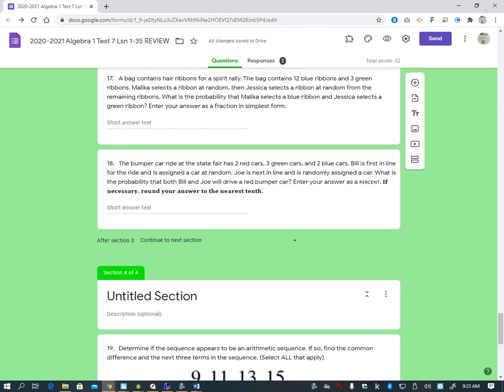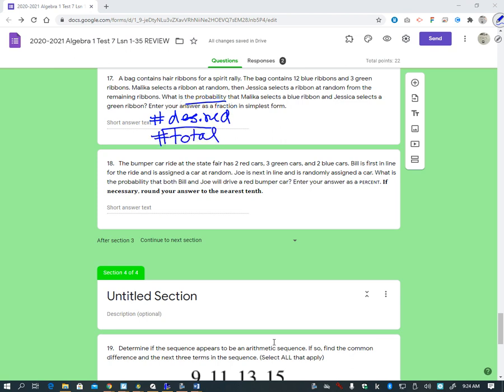A bag contains hair ribbons for a spirit rally. The bag contains 12 blue, 3 green. Malika selects a ribbon at random. Then Jessica selects a ribbon at random from the remaining ribbons. What is the probability that Malika selects a blue ribbon and Jessica selects a green ribbon? Enter your answer as a fraction in simplest form. Notice probably the most important word here is probability. What is probability? Number desired over number total.